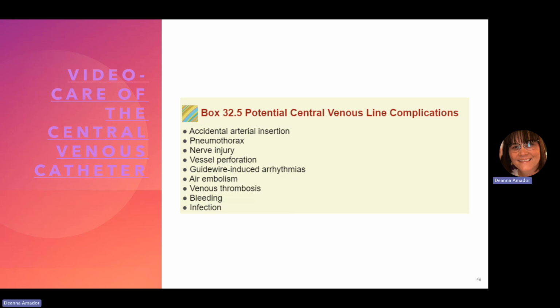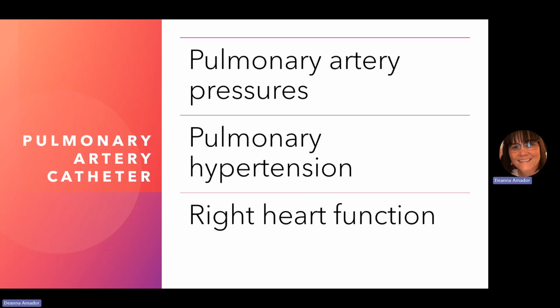And then we're going to move into, we're almost done, your pulmonary artery catheter. So a pulmonary artery catheter would be used to tell me different pulmonary pressures or pressures within the heart. Another name for this is a PA catheter or a Swan-Ganz catheter.